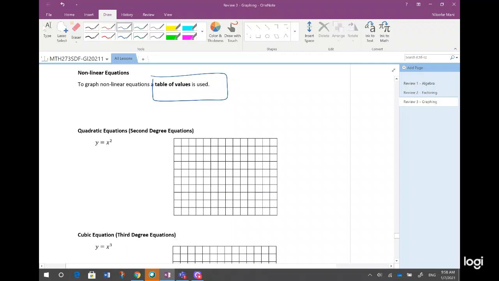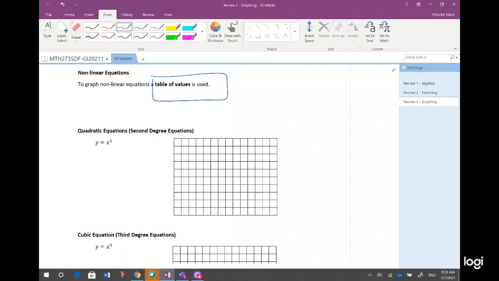Because it's not a line, it is a curve, and you want to show the curve, you want to show the most important part of the curve. So you need to have a good understanding of the domain of the function. It means what values you are allowed to choose for x. That's domain. Domain is just values for x and range is values for y.